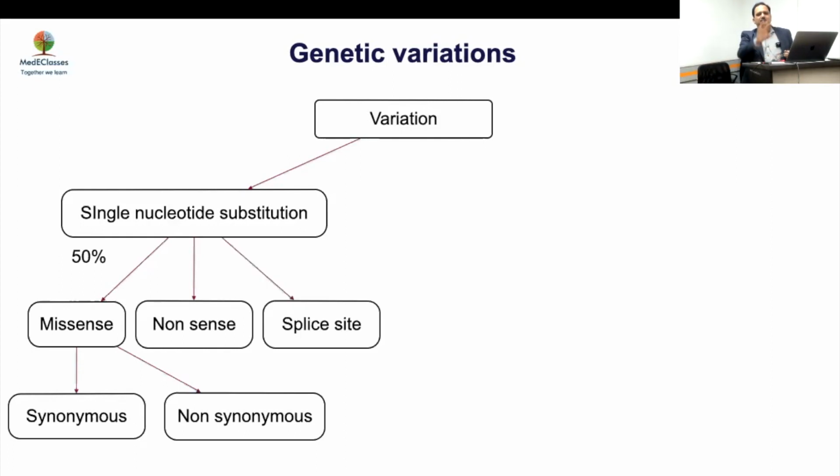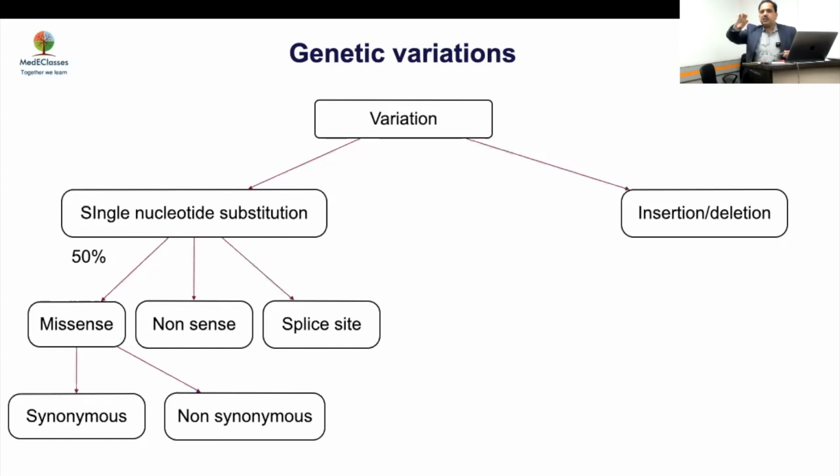Or you can have a splice defect. So sometimes you have ABCD, you have ACD, DAD, something like that. So these variations can happen. You can have insertion deletion. So something has come in, something has gone out. This can be 25%, frame shift, and within frame.